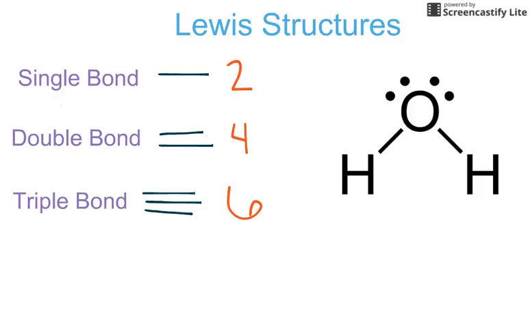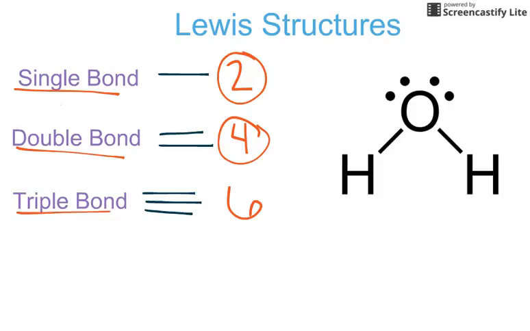These lines show the different types of bonds. A single bond has 1 line, and it represents 2 electrons. A double bond is shown by 2 lines and represents 4 electrons. A triple bond is shown by 3 lines and represents 6 electrons.